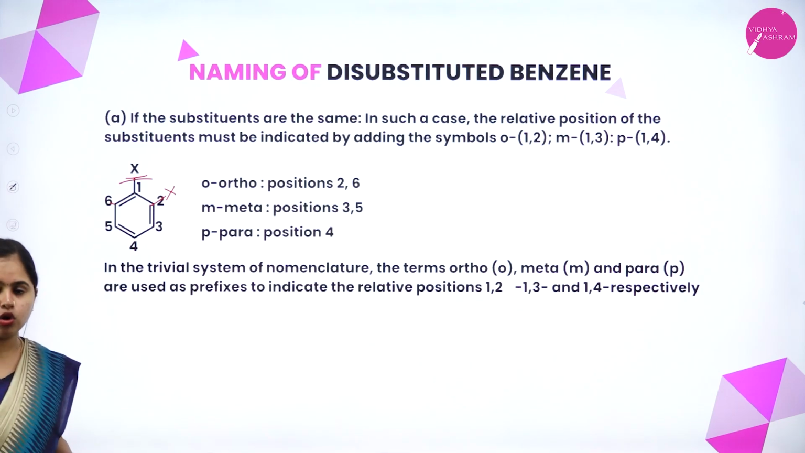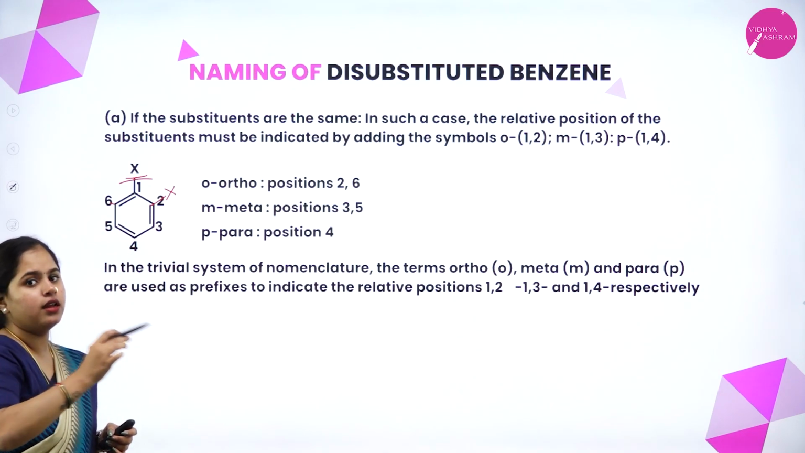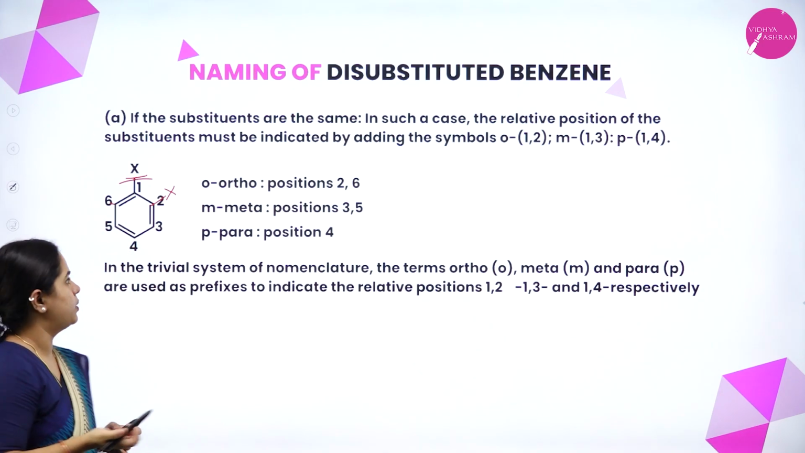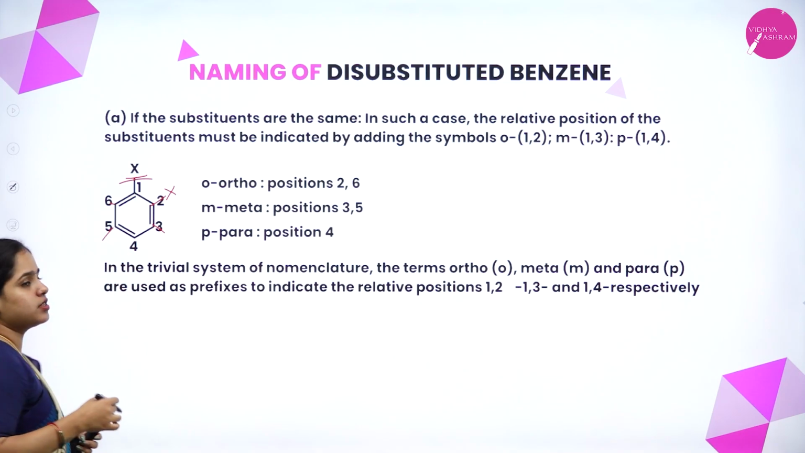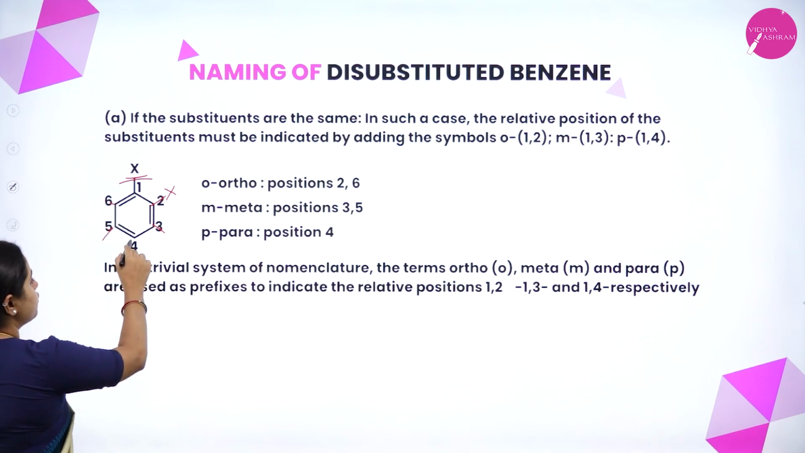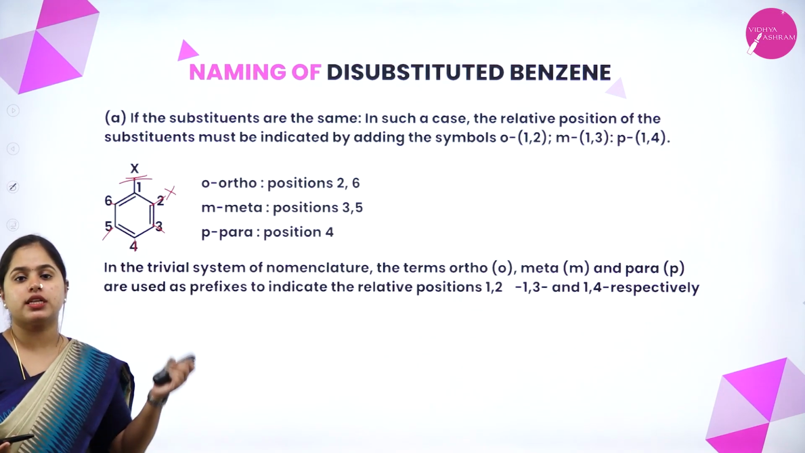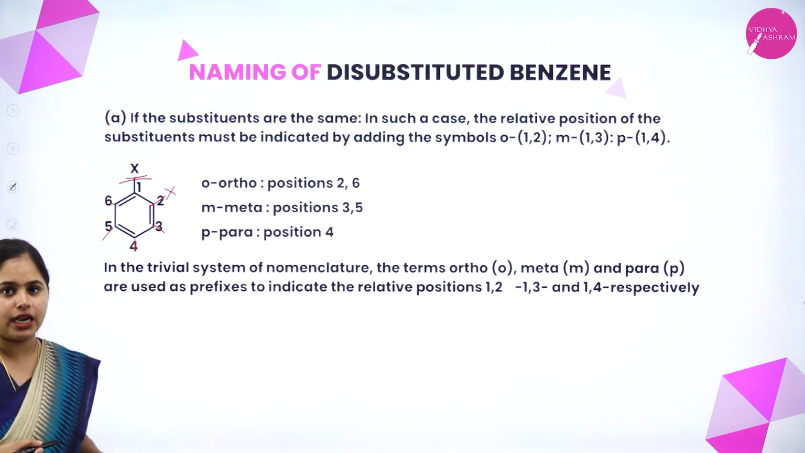Then it is called the ortho position. Just beside the substituent group, if two groups are present, they are called the ortho position. And the 3rd and 5th positions are called the meta position. And the direct opposite position, that is the 4th position, is called the para position. This can be used in the trivial system, that is ortho, meta and para.